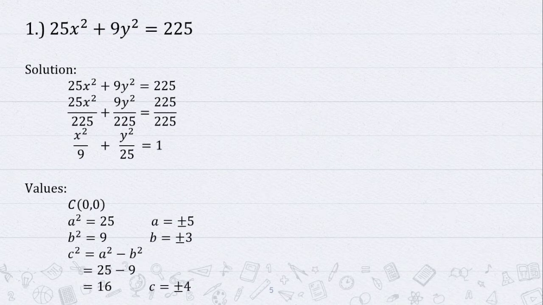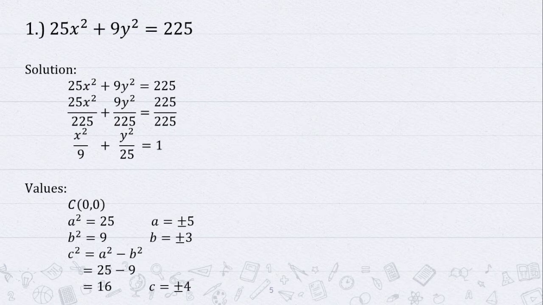While our c squared is equal to a squared minus b squared. Substituting the values, our a squared is 25 minus our b squared, which is 9. That will give us a value of 16. Therefore, our c squared is equal to 16, wherein our c is plus or minus 4.